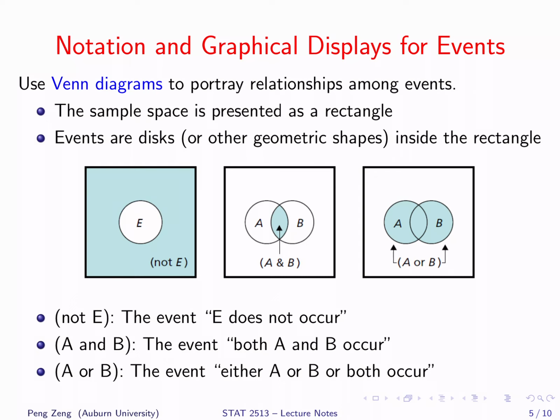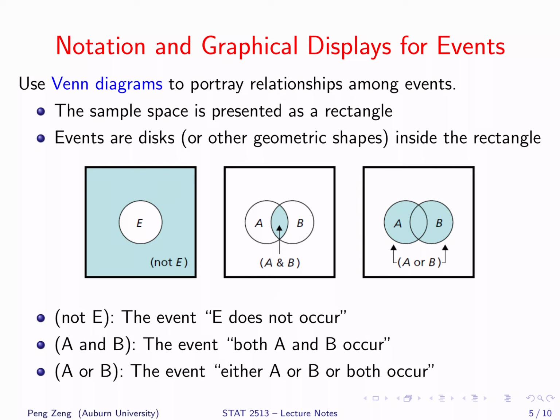We have mentioned that an event is essentially a set. It is convenient to represent the relationship between events using Venn diagrams. For a typical Venn diagram, the sample space is represented as a rectangle, and the events are disks or other geometric shapes inside the rectangle. We may define the operators of events, which can be used to generate new events from existing events.